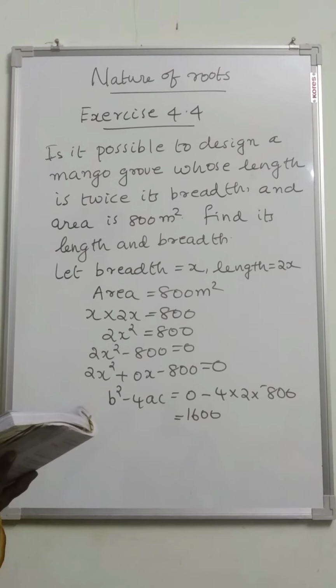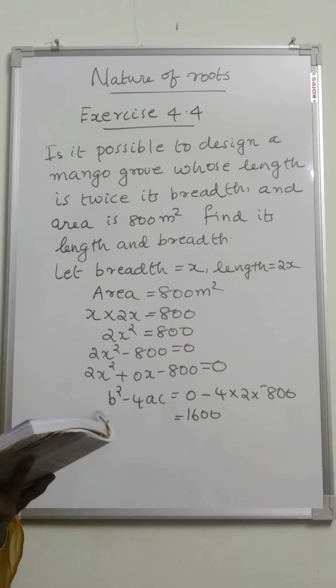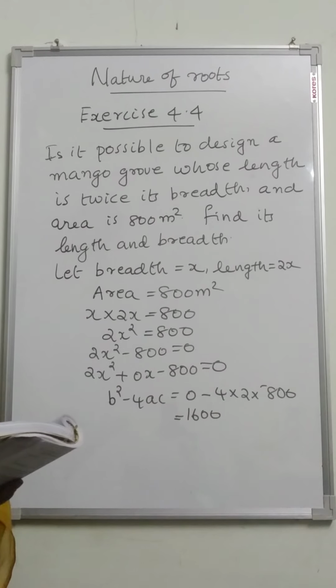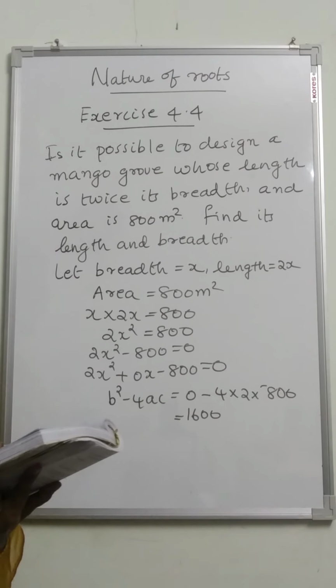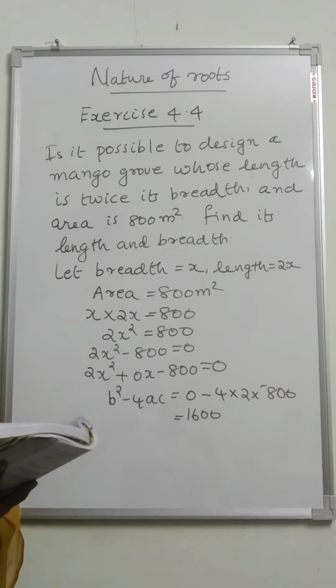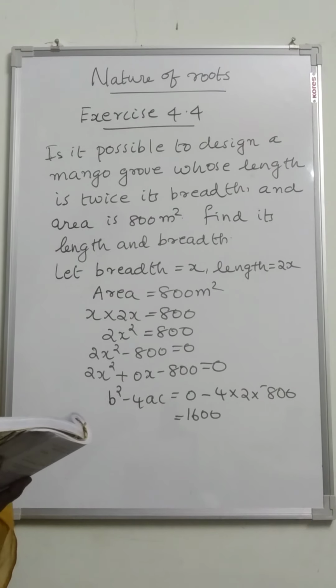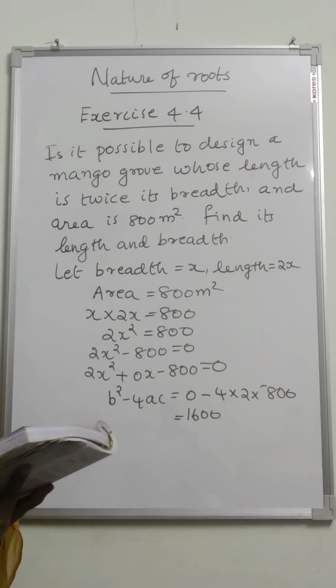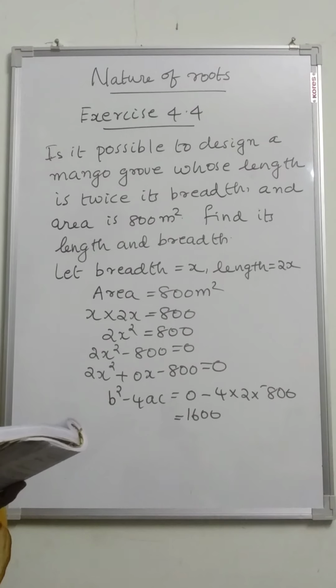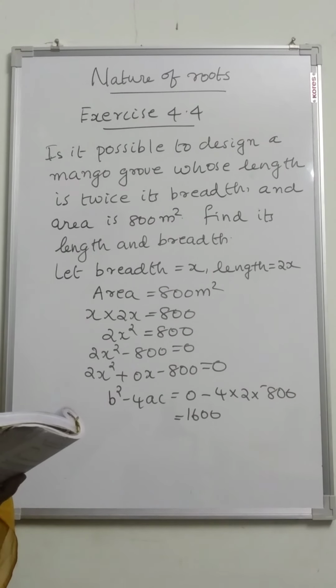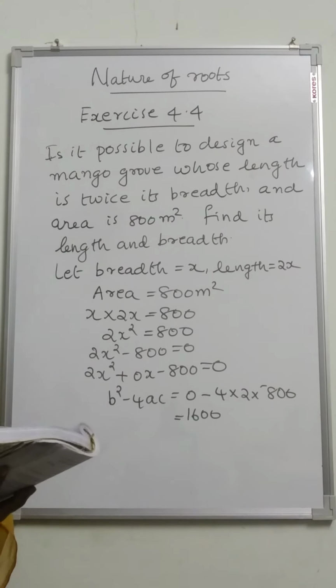Move on to the second question. Kx into x minus 2 plus x is equal to 0. First you have to open the bracket, then form the quadratic equation, then find the value of k. Okay, clear? That is, you have to open the bracket and form the quadratic equation. Then you have to find the value of x.